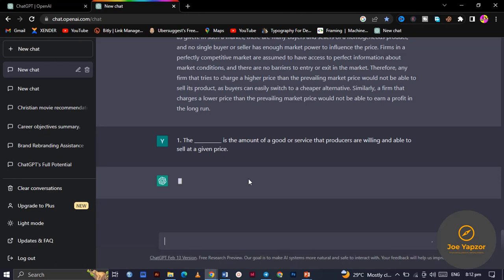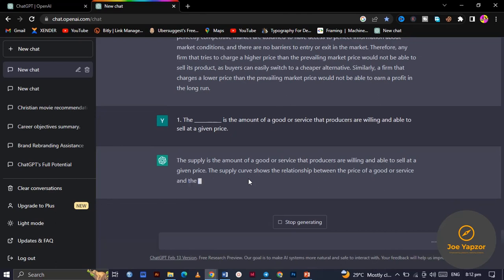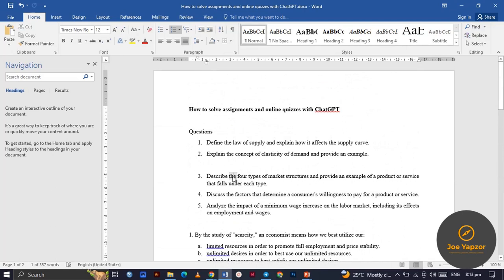The blank is the amount of goods and services that producers are willing to sell at a given price. And it gives the answer there, supply. So supply is the right answer. Supply refers to the amount of goods that producers are willing to sell at a given price. Even though they may have produced 1,000 units of the goods, if they are willing to supply only 10, supply is 10. Supply is not the goods that they've produced and packed inside their room. And this is it. So let me go back to here to give you more clarity on how you can use it better.